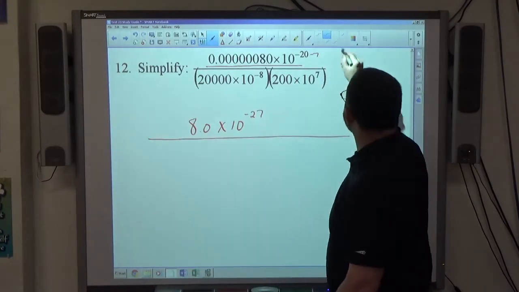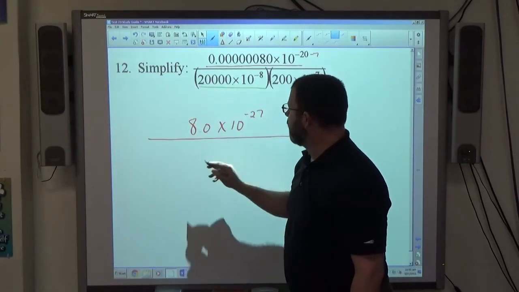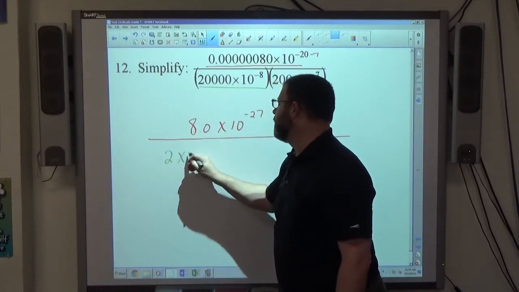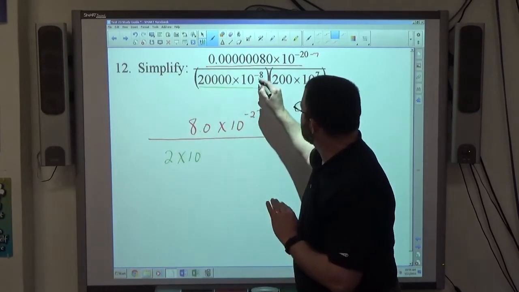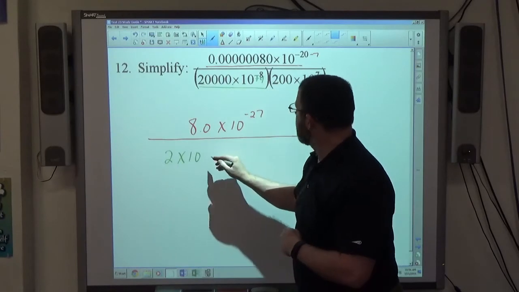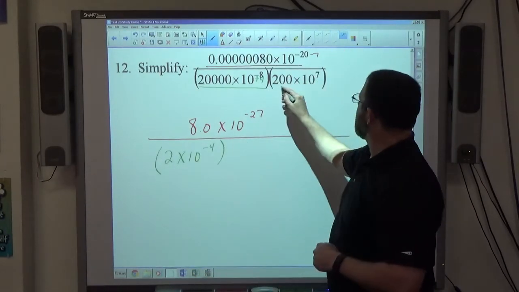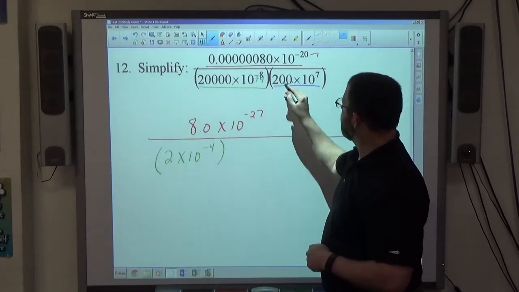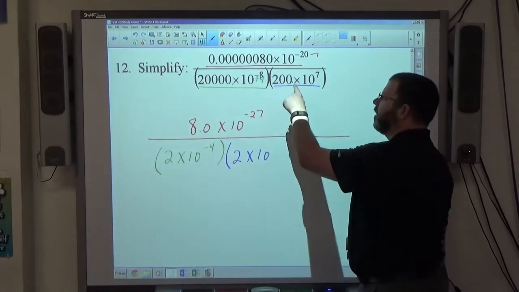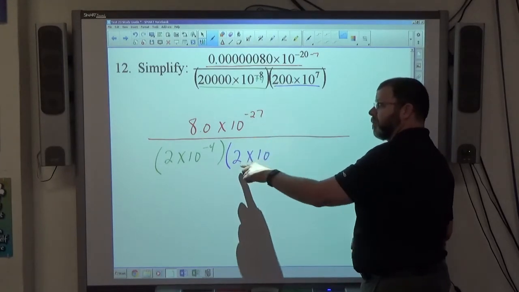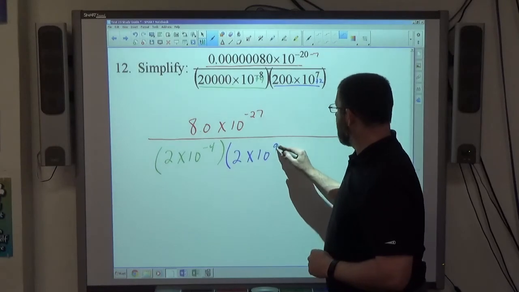On the bottom, I've got this. Decimal points here, I want to put it right there. So 2 times 10. And 1, 2, 3, 4 spaces smaller, so I have to make this 4 bigger. Negative 8 plus 4 is negative 4. That's being multiplied by this, which decimal points there, I want to put it right there, so that's going to be 2 times 10. 1, 2 spaces smaller, so I have to make this 2 bigger. 7 plus 2 is 9.